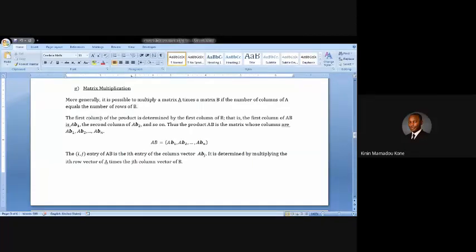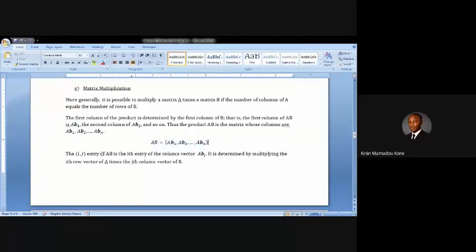The first column of the product is determined by the first column of B. That is, the first column of AB is A times B sub 1. The second column of AB is A times B sub 2, and so on. Thus, the product AB is a matrix whose columns are A times B sub 1, A times B sub 2, through A times B sub n. So the matrix AB can be written as: you take the matrix A times the first column of B, comma, the matrix A times the second column of B, etc.